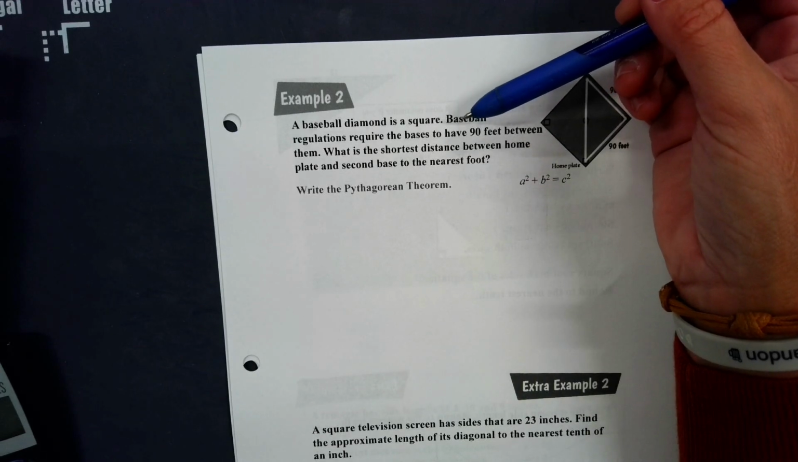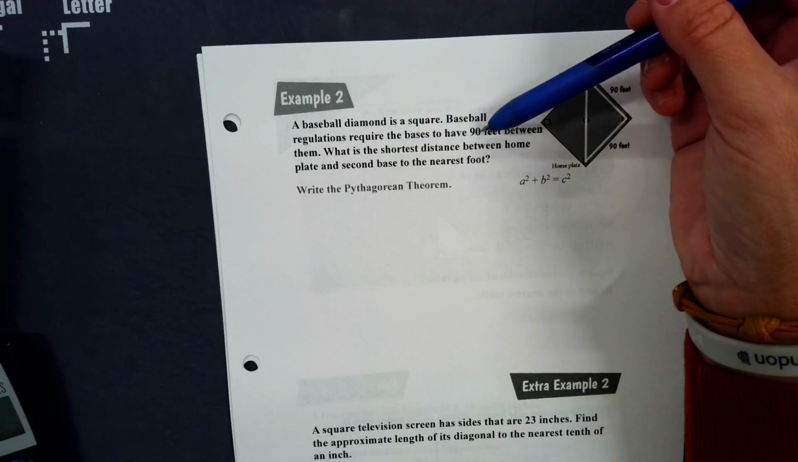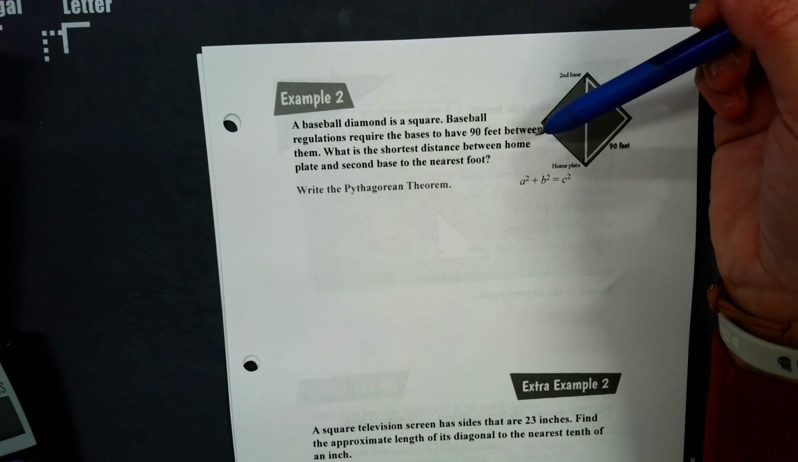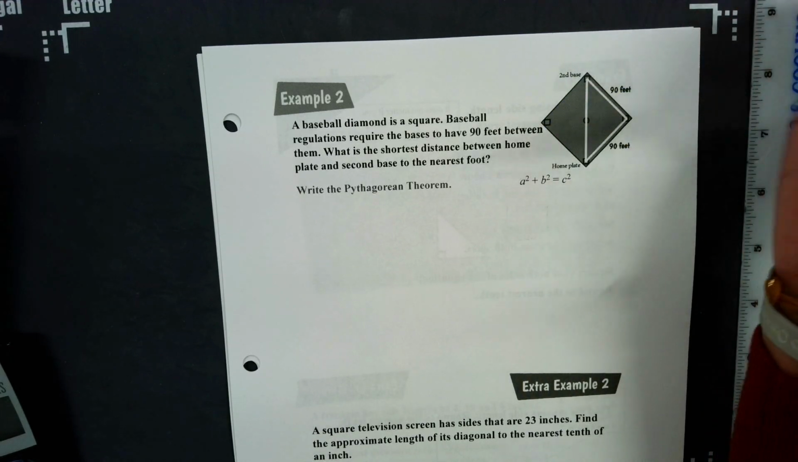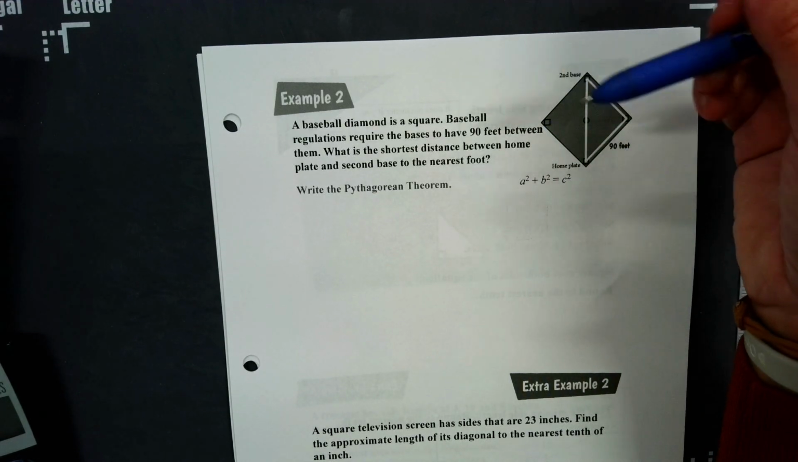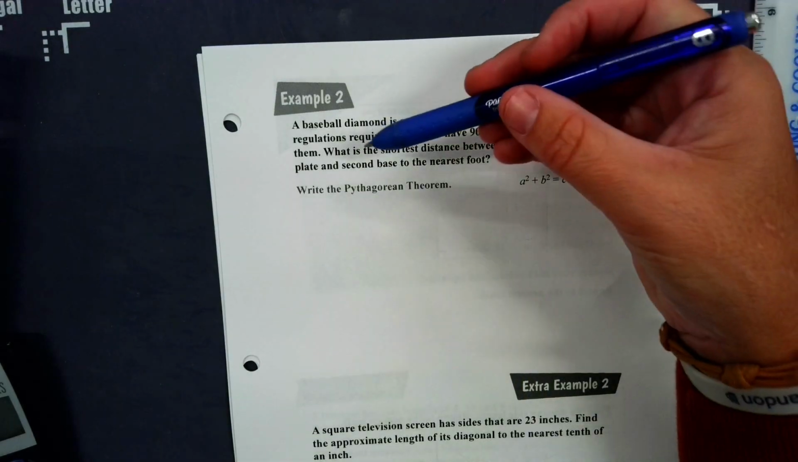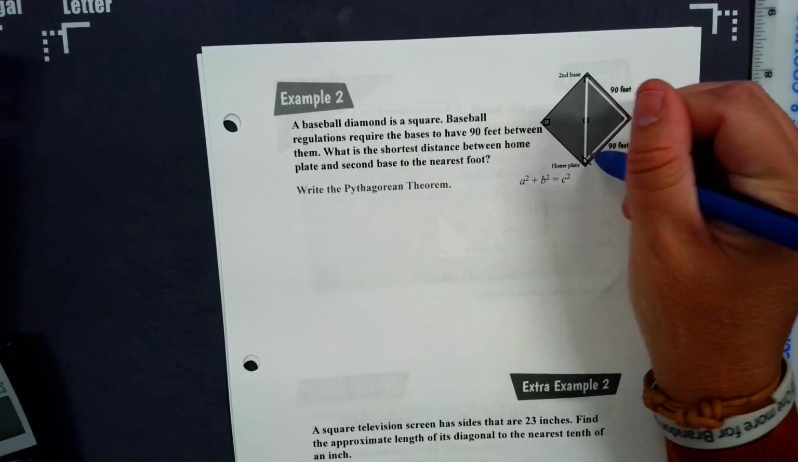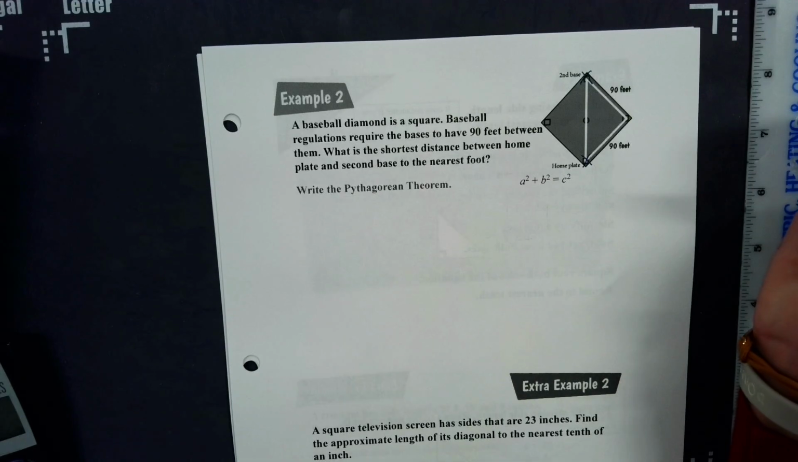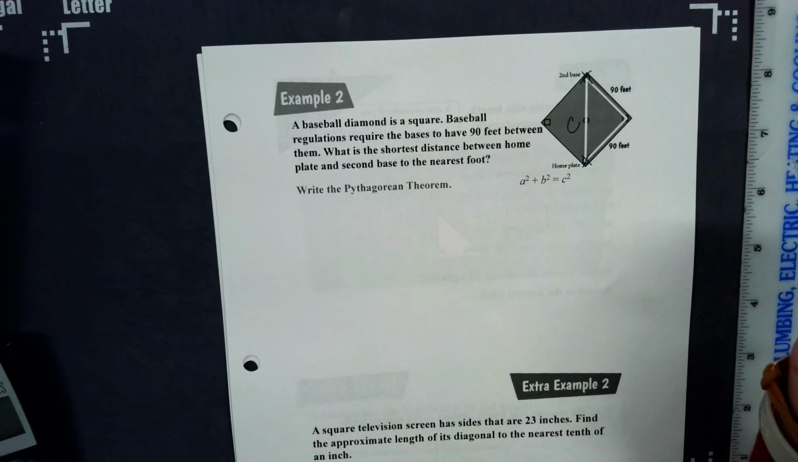This one, a baseball diamond is a square, which is true. Baseball regulations require that the bases have to be 90 feet between them. So from home plate to first base is 90 feet. First base to second base is 90 feet. What's the shortest distance between home plate and second base? Round to the nearest foot.